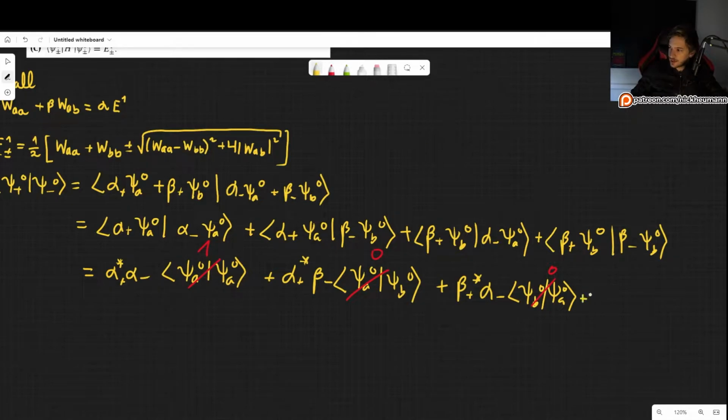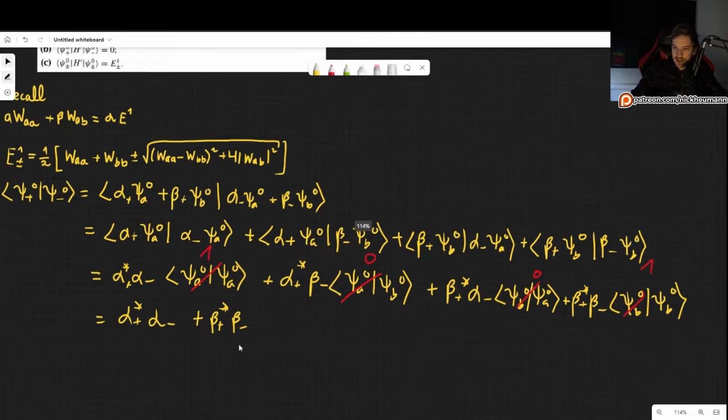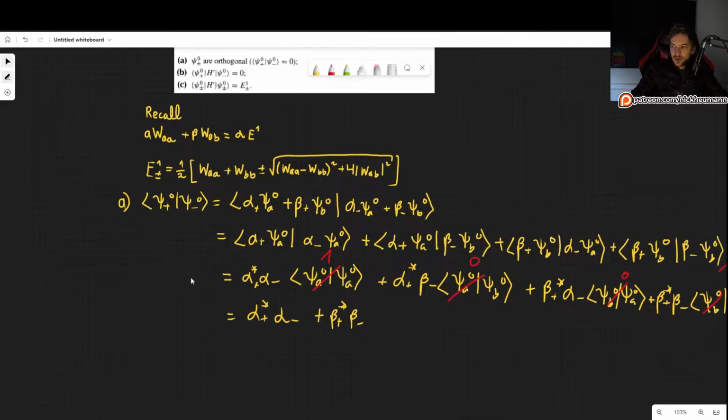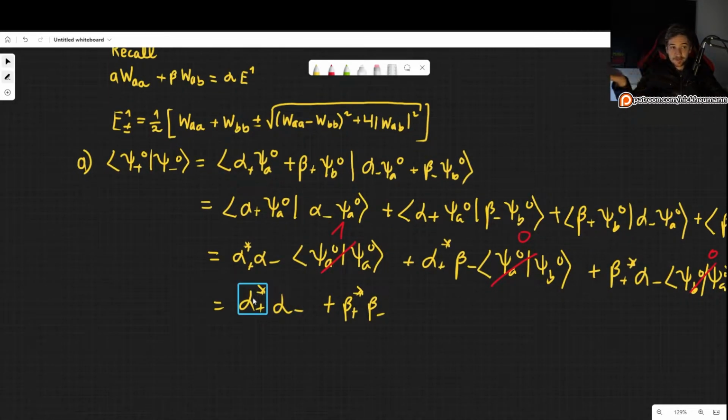And finally, we have beta plus conjugate, beta minus, psi b0, psi b0, which is of course 1. So what we end up with is alpha plus conjugate alpha minus plus beta plus conjugate beta minus. Okay. However, we don't really know, is this 0, is this not 0? It's not really easy to see.